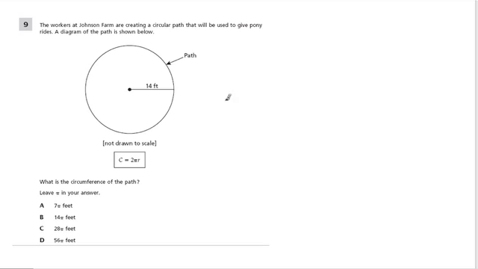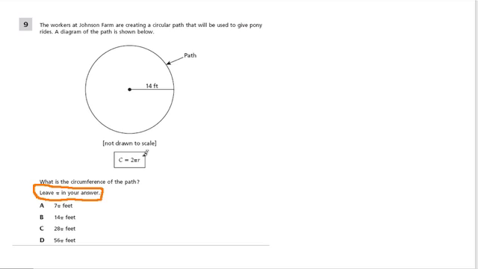For our last problem in this series, we have a problem that says, the workers at Johnson Farm are creating a circular path that will be used to give pony rides. A diagram of the path is shown below. What is the circumference of the path? Leave pi in your answer. I guess they mean leave your answer in terms of pi, and you can see that here: 7 pi, 14 pi, 28 pi, 56 pi.